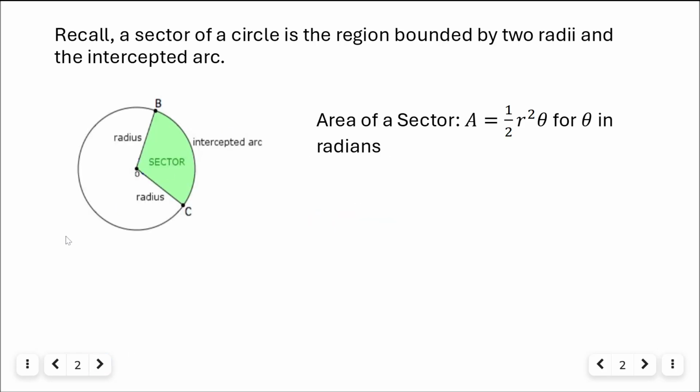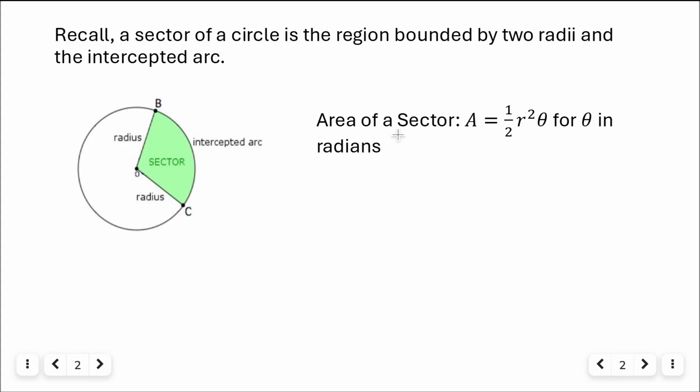The first thing we have to do is go back and remember that the area of a sector of a circle is the region that's bounded by the two radii and the intercepted arc. So basically, when we say the sector of a circle, we're talking about maybe a slice of pizza or something like that. You want to be able to find the area of that sector.